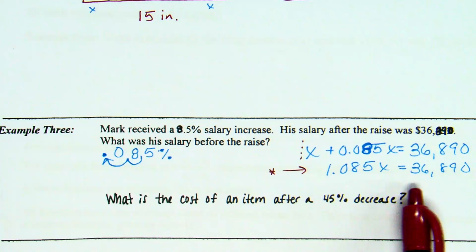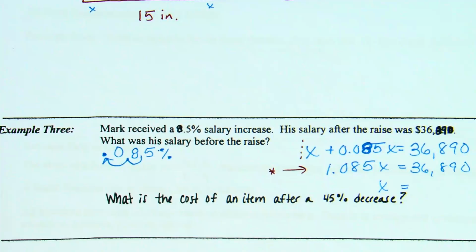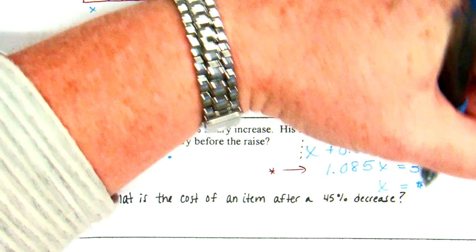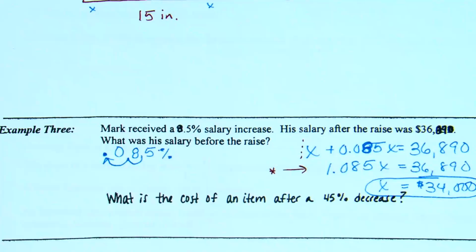So now, how do I solve here? Divide by the 1.085. What is 36,890 divided by 1.085? 34,000. So 34,000 was my salary before my raise. That's a nice raise. I want an 8.5% raise. An extra almost $3,000 there.